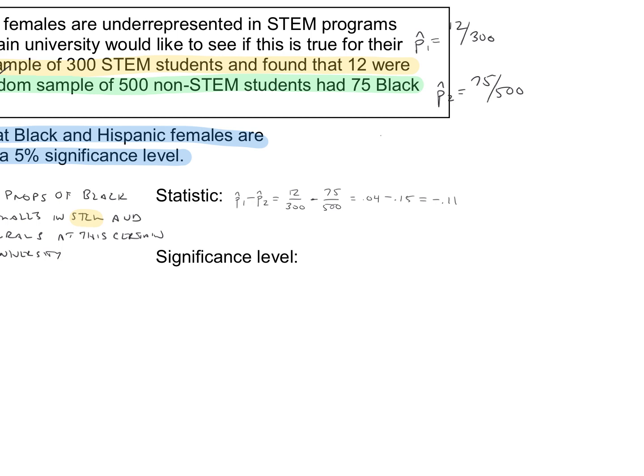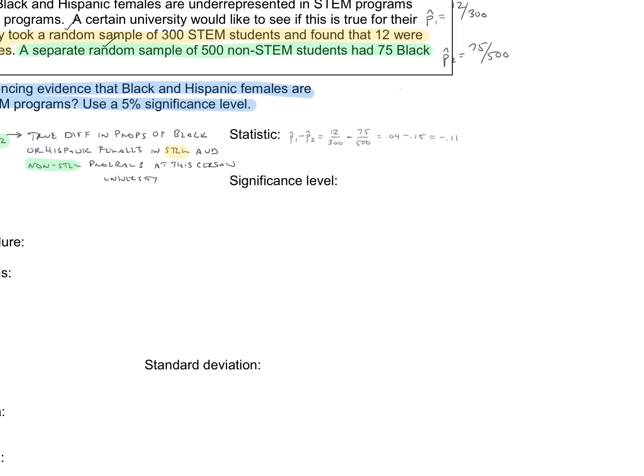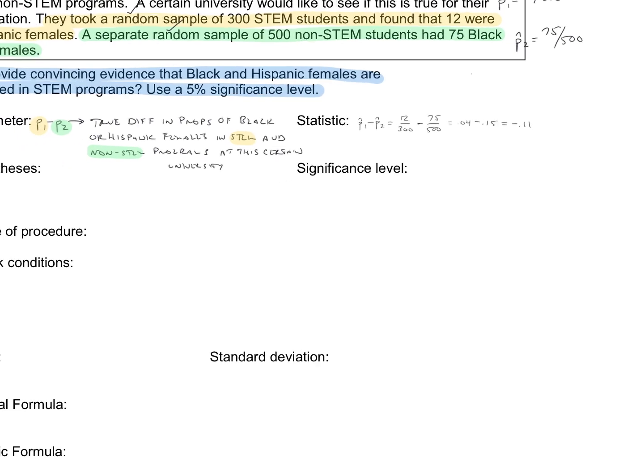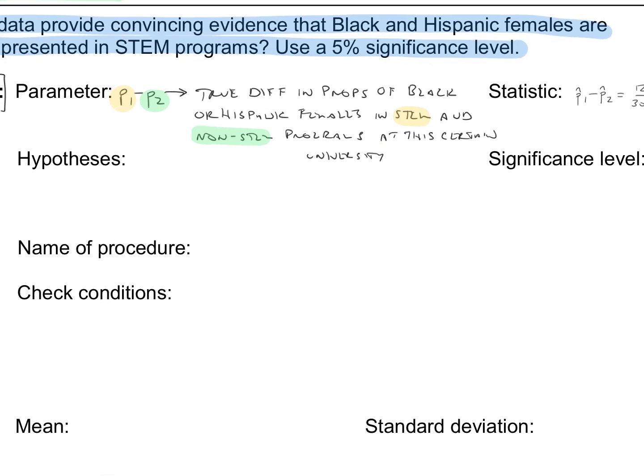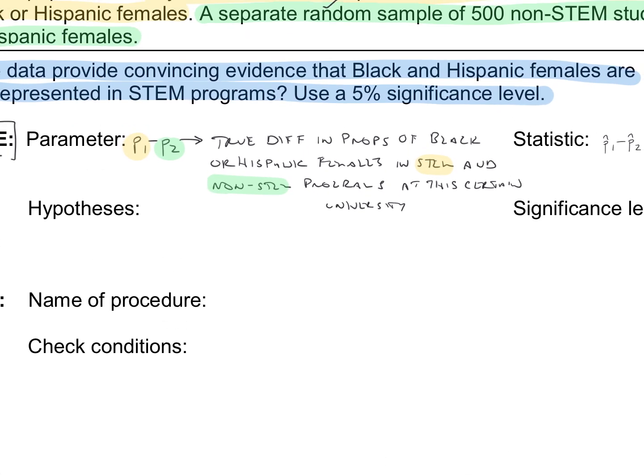This gives us some evidence. We have some evidence that the non-STEM program for Black and Hispanic females is outweighing that of the STEM program. And so what we're going to do now is create our hypotheses.